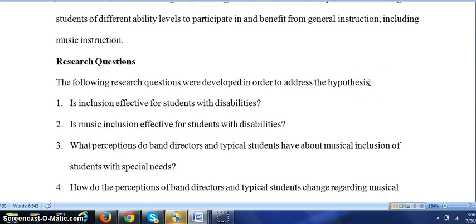What would your hypothesis be? I'm not requiring that you include a hypothesis singled out in this area, but it would be nice to include here: the following research questions were developed in order to address the hypothesis that students with disabilities will show a higher rate of blah, blah, blah.